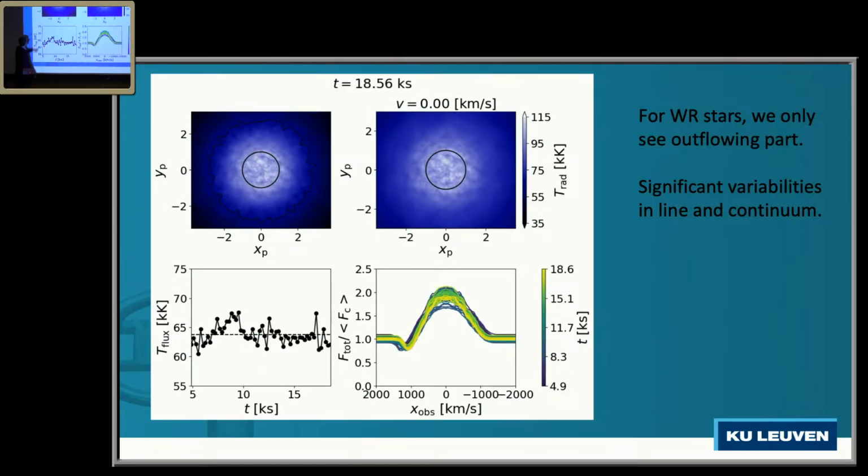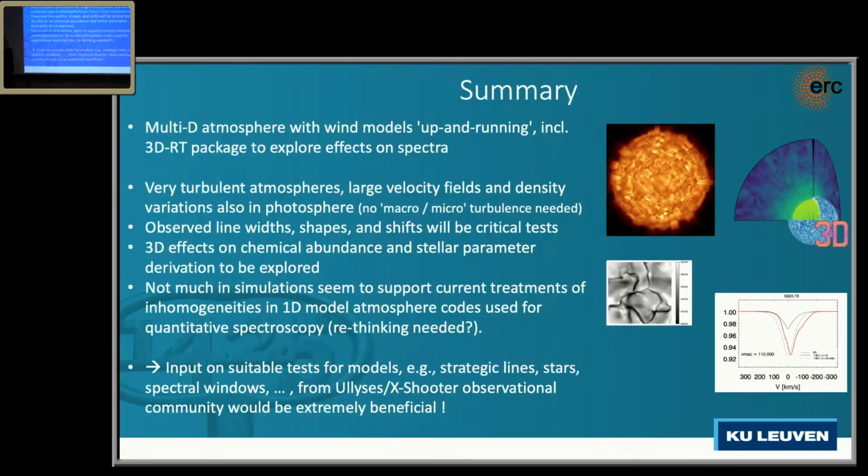And then here you see that this also induces significant variabilities in the line and the continuum. Just the order of magnitudes, this would be the equivalent of a photospheric variability, and this line variability, which are indeed observed in the Wolf-Rayet stars. So these will be other potential tests that we are working on. But that's also for the future.